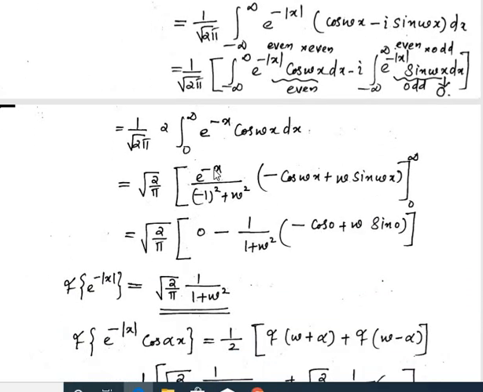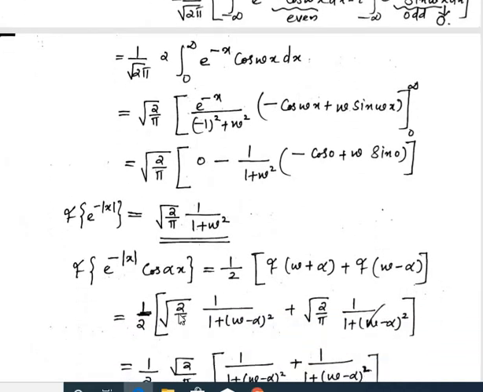Applying the upper limit infinity, e raised to minus infinity is 0. Applying the lower limit 0, it becomes e raised to 0 is 1 by 1 plus omega square into minus cos 0 plus omega sin 0, and sin 0 is 0. This minus plus, so the answer is root 2 by pi, 1 by 1 plus omega square.